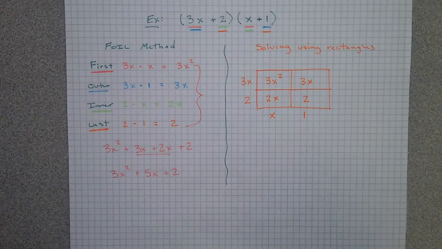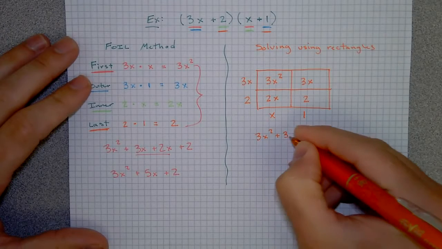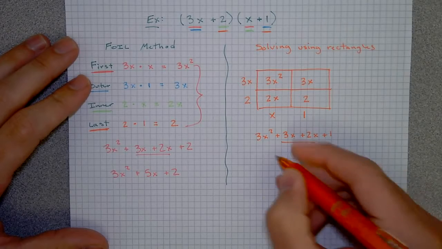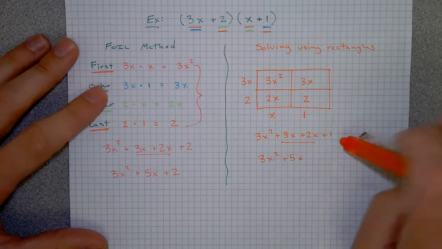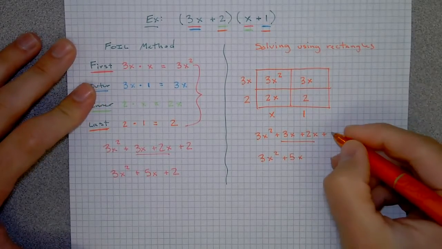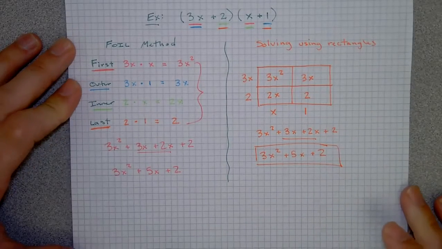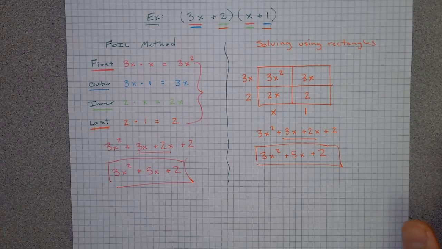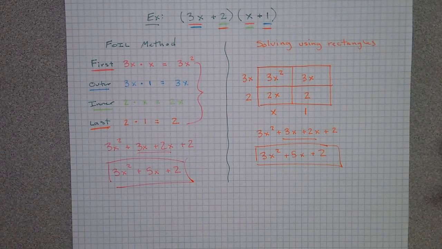It's just kind of a more organized way to do it, leaving us with 3x squared plus 3x plus 2x plus 2. Combine like terms, and we get the same answer. There we go. Okay, so same answer, both ways you do it. Okay, the FOIL method really only works if it's a 2x2. If it's not, you're going to run into some issues.